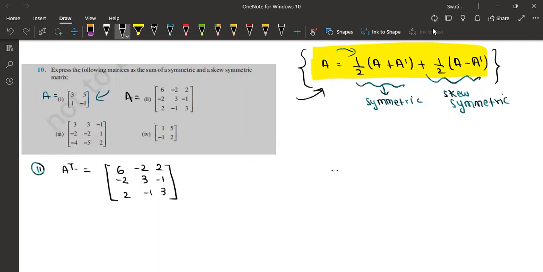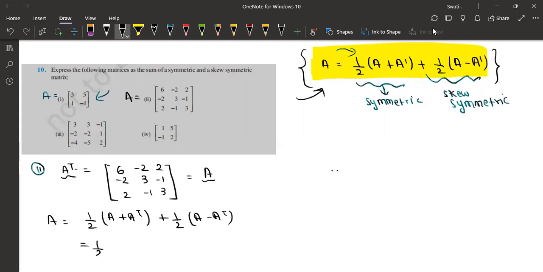Here you can notice one thing. Once I found the transpose of this matrix, I'm getting A only. That means it is a symmetric matrix as well. So we got this. Now we know that the formula is A is equal to half of A plus A transpose plus half of A minus A transpose, right? But what we have got here is that A transpose is equal to A.